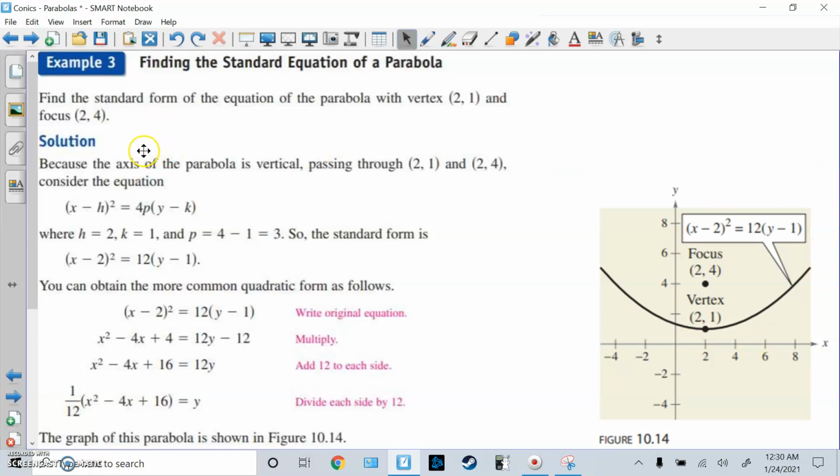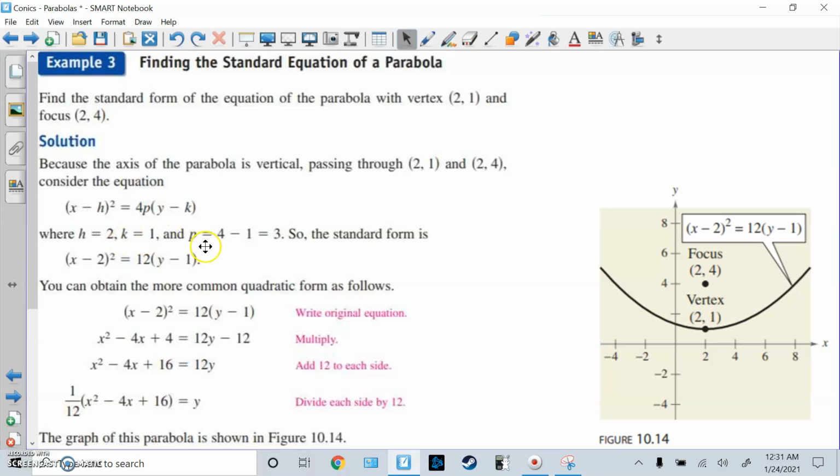All right, because the axis of the parabola is vertical, passing through 2, 1 and 2, 4, we use the vertical equation where the square is on the x. We know h is 2 because we have the vertex. We know k is 1 because we have the vertex. And p, they found 4 minus 1 is 3. It's 3 spots upwards. It's positive.